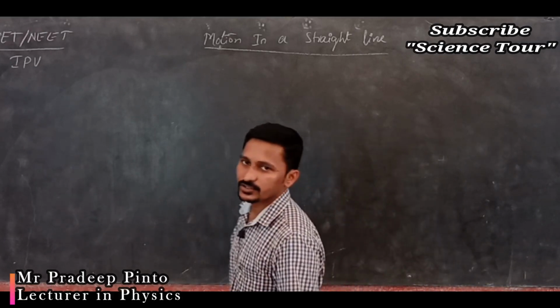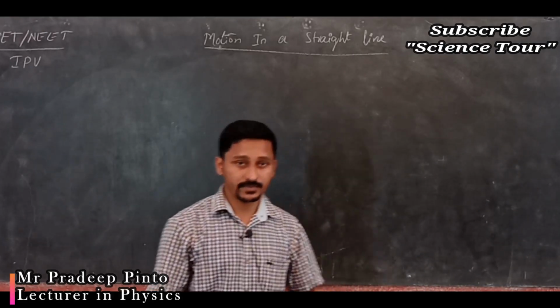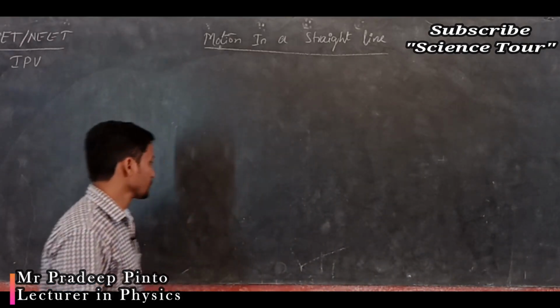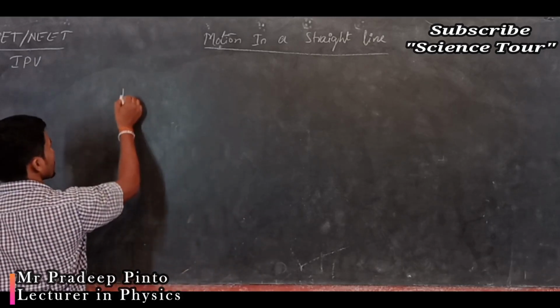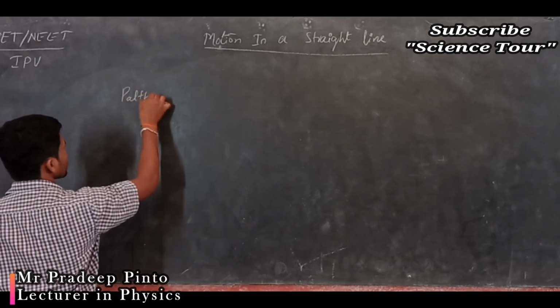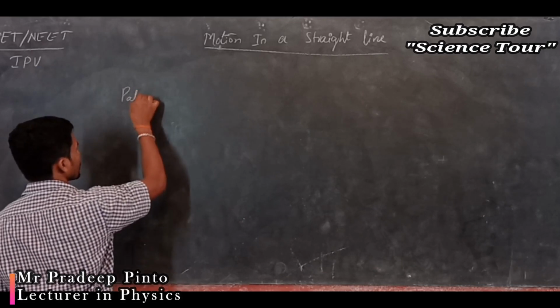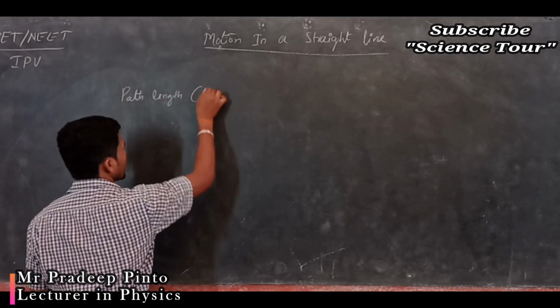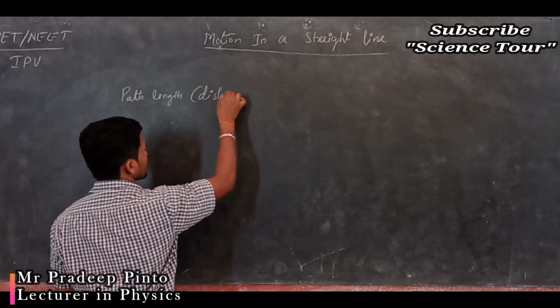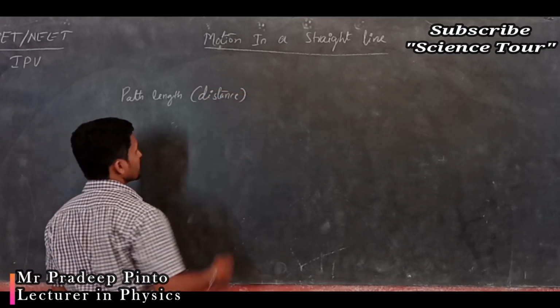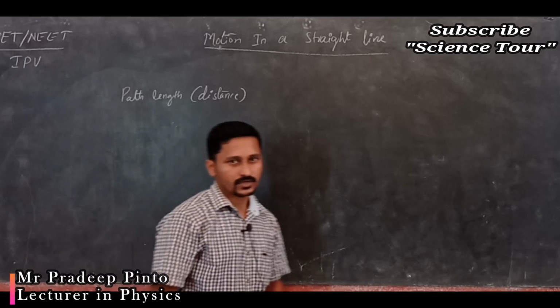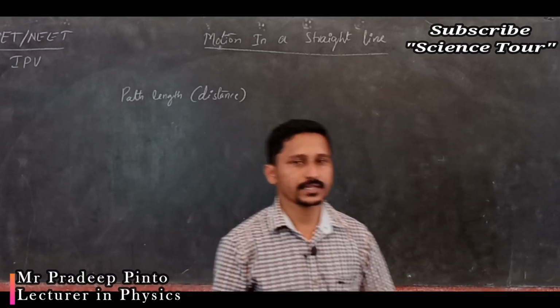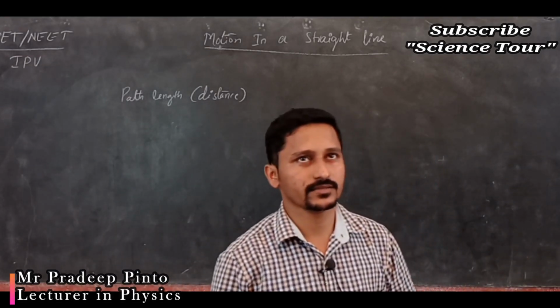After that, what are we going to deal with? We are going to deal with displacement, velocity, all those things. Well, first we come to know about path length, or we will write it as distance. Most of the times they will ask us for distance. Don't be confused between distance and path length. Path length and distance are the same.